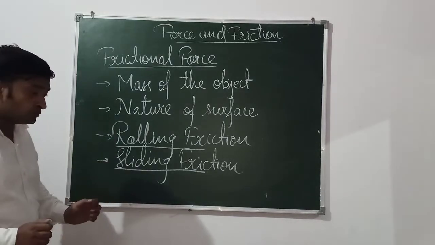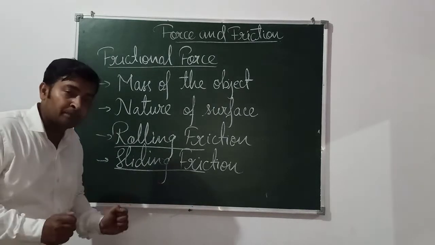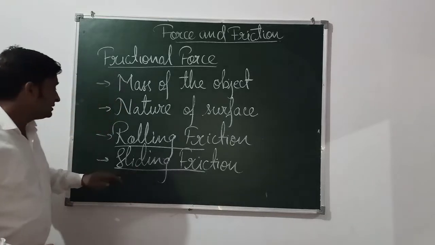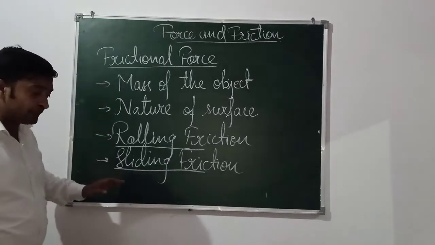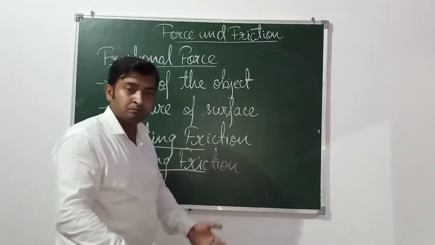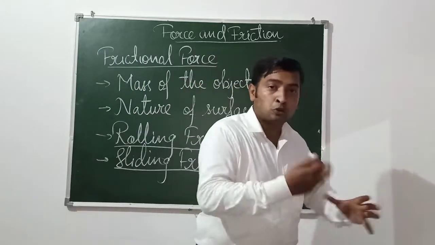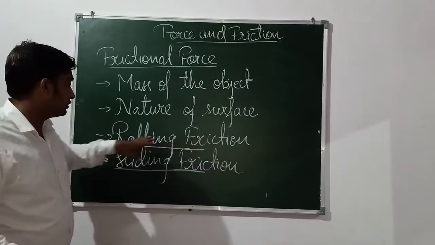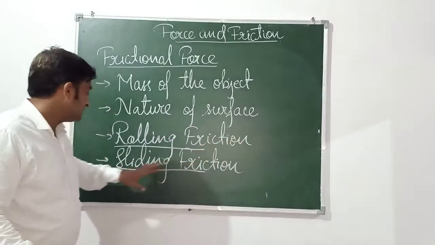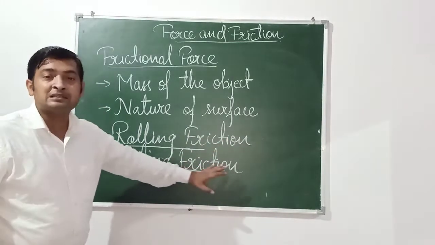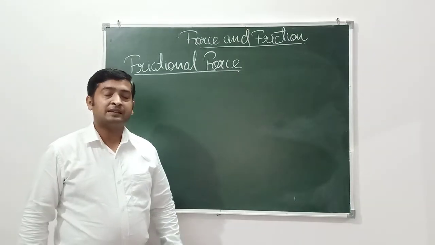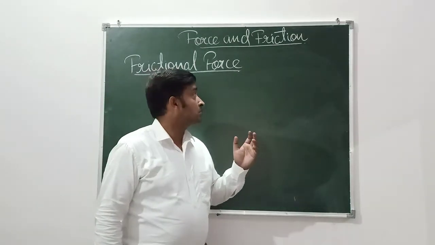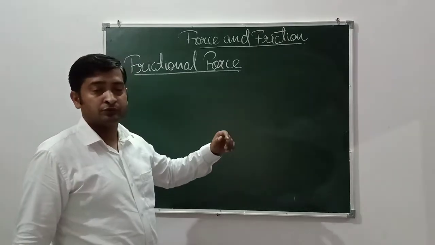Sliding friction, you are pushing. The example is a chair and table. Rolling friction, you push the ball, and the ball rotates and it moves. This is known as rolling friction. So rolling friction is lesser than that of the sliding friction. Now let us discuss more about the frictional force.